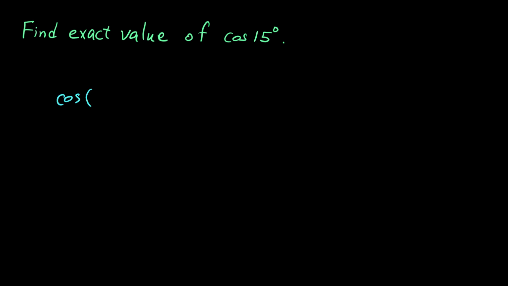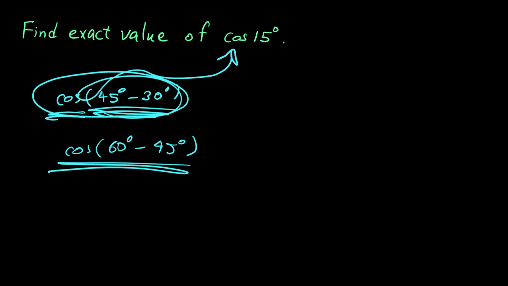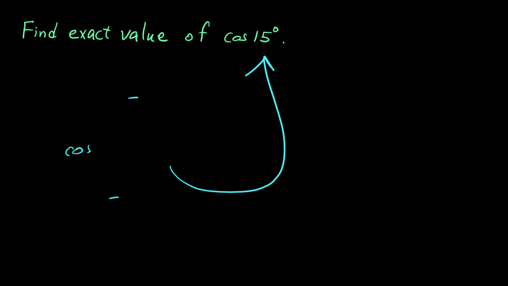For example, we can write 15 degrees in the form of 45 degrees minus 30 degrees. Then we can use the difference formula for cosine to find this value, and this value is exactly cosine of 15 degrees. Or the other way is to write 15 as 60 degrees minus 45. And again, if you use the difference formula for cosine, cosine of alpha minus beta, you can find the value of this, and basically you can find cosine of 15 degrees. But here we want to use the half angle identity for finding cosine of 15 degrees.